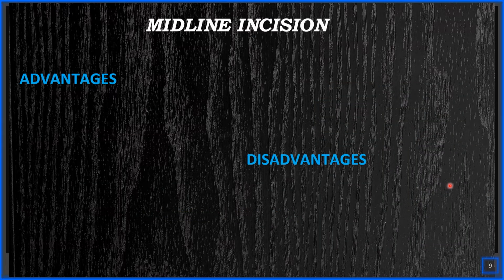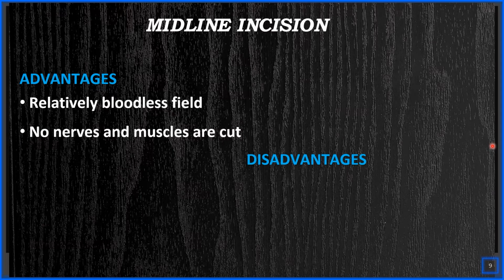What are the advantages and what are the disadvantages of midline incision? The midline incision will give a relatively bloodless field. That is, the linea alba is avascular. So the midline incision gives a relatively bloodless field, and there are no muscles and no nerves that are cut. We just saw all the layers, and the muscles are not involved. So muscles and nerves are not cut.